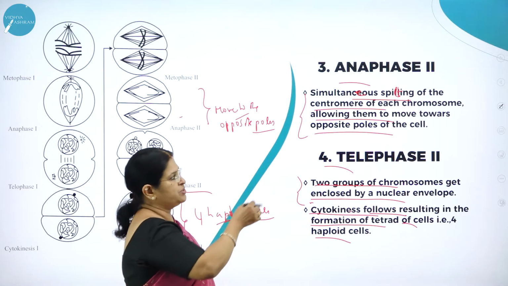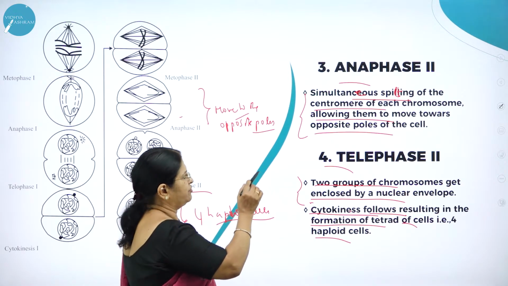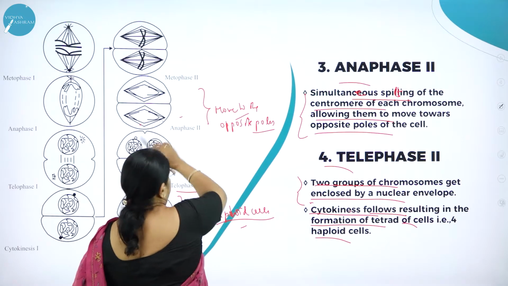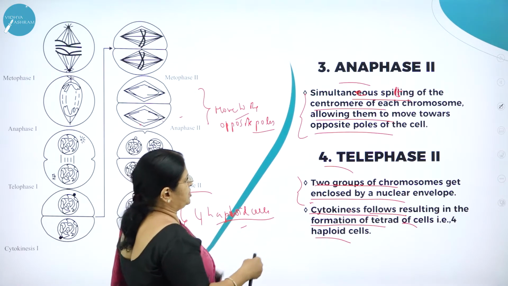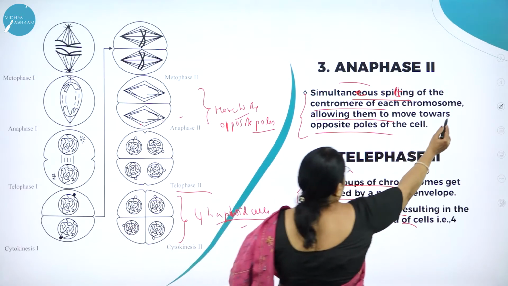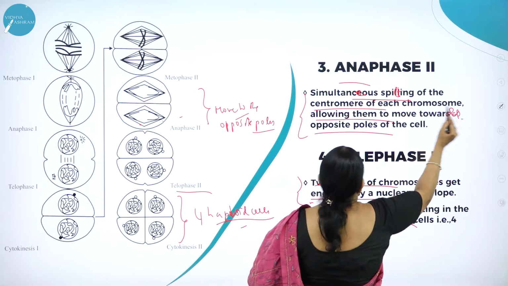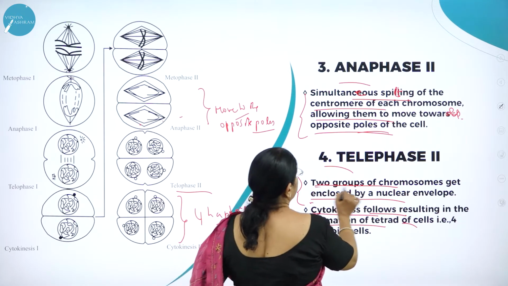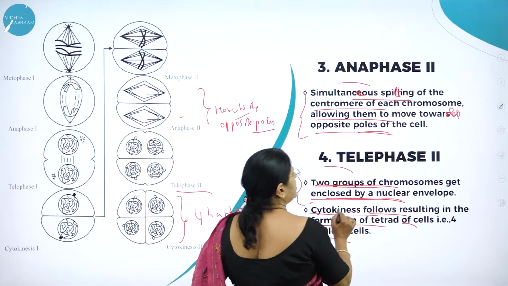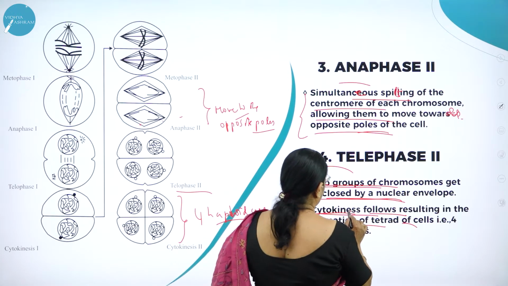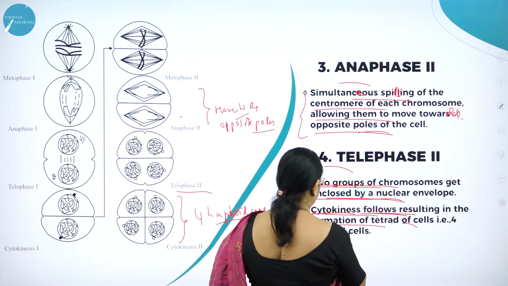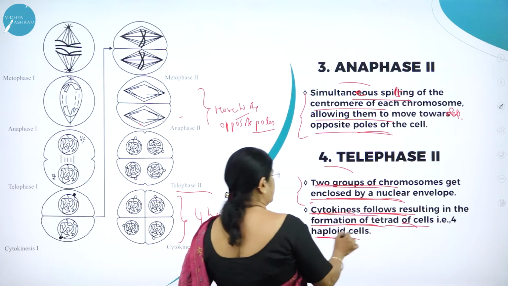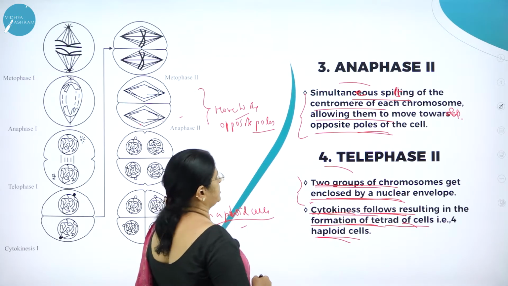So anaphase 2: simultaneous splitting of the centromere of each chromosome, allowing them to move towards the two opposite poles of the cell. Telophase 2: groups of chromosomes get enclosed by a nuclear envelope, and cytokinesis follows, resulting in the formation of a tetrad of cells, that is 4 haploid cells.